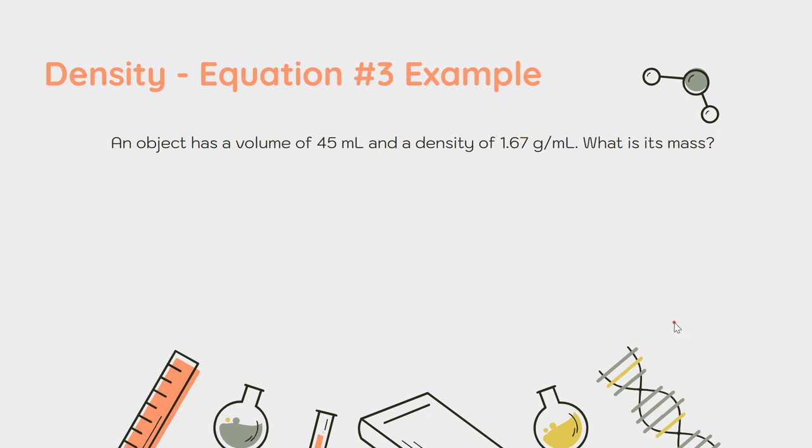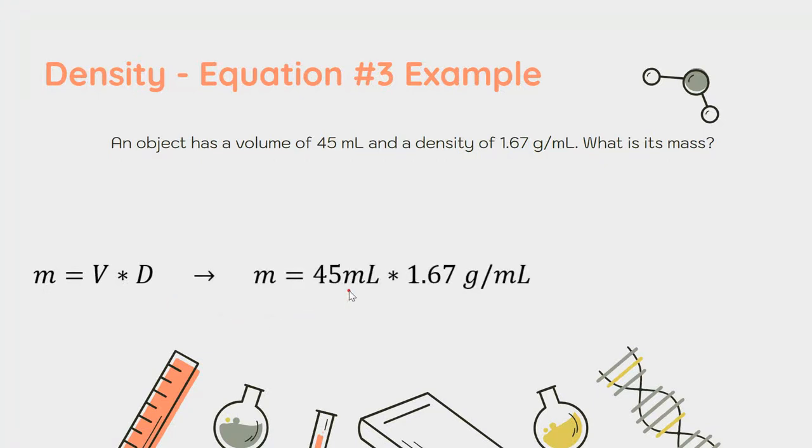In our last example, we know the volume of the object is 45 milliliters, and its density is 1.6 grams per milliliter. Because we want to know what its mass is, we'll use mass equals volume times density. We'll plug in the volume, 45 milliliters, times the density, 1.67 grams per milliliter, and then we'll multiply, and get 75.15 grams as its mass.